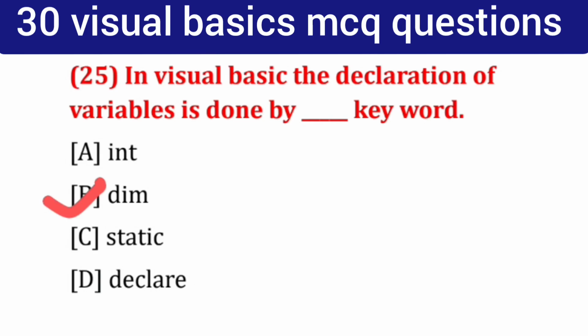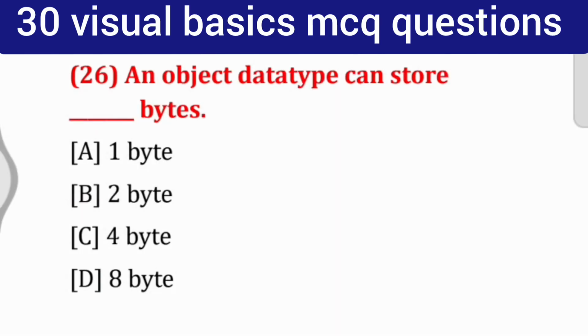Question number 26. An object data type can store dash bytes. Options: 1 byte, 2 byte, 4 byte, 8 byte. Correct answer, 4 byte.